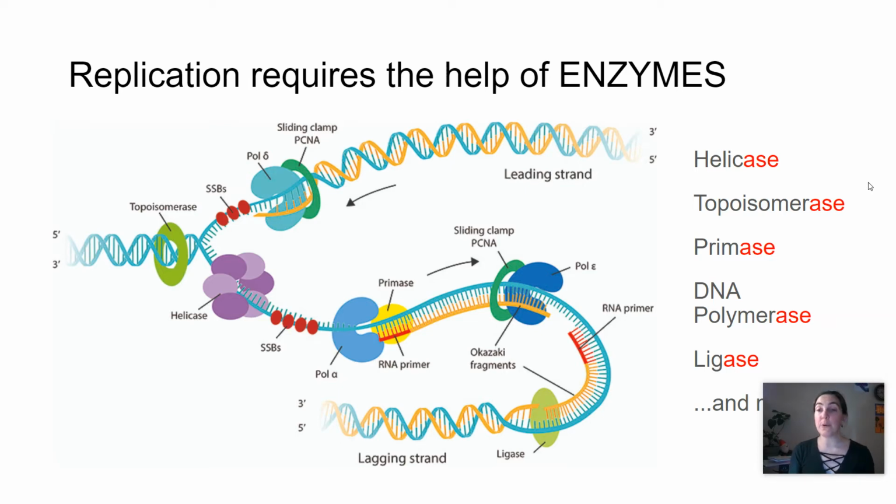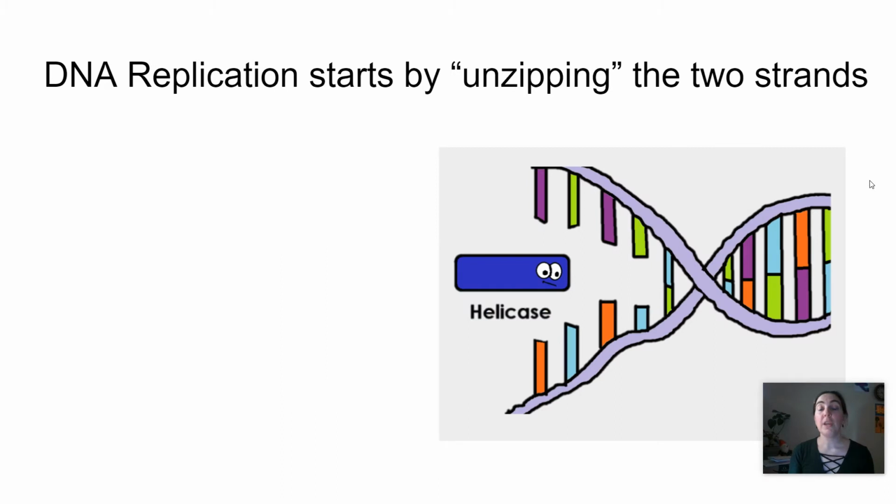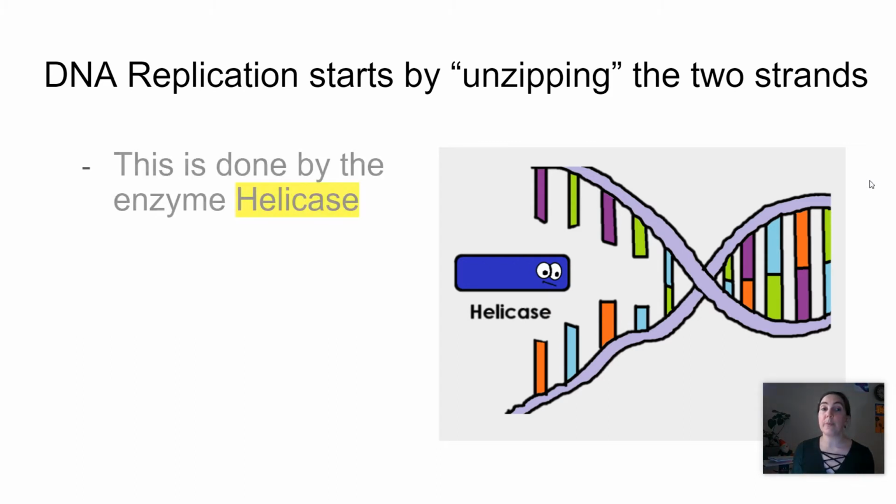The two that we're going to focus on in this class are the enzyme called helicase and the enzyme called DNA polymerase. Those are the main two that we're going to talk about as we talk about this process of DNA replication. So we start with one strand of DNA. The first step in this process of replicating is that the two sides of the double helix need to be separated. This is one of the reasons that the structure of DNA is so important. The enzyme helicase is the one that does this step.